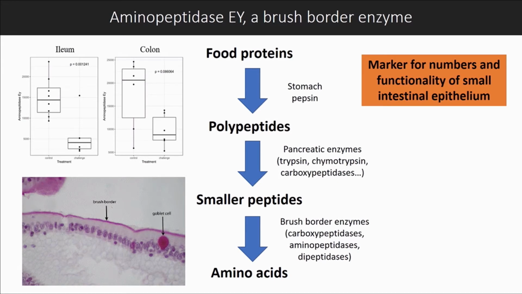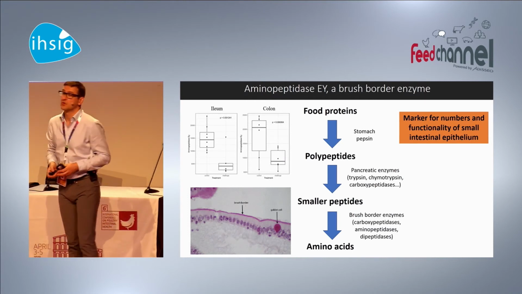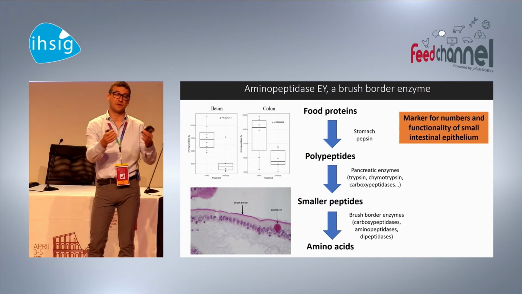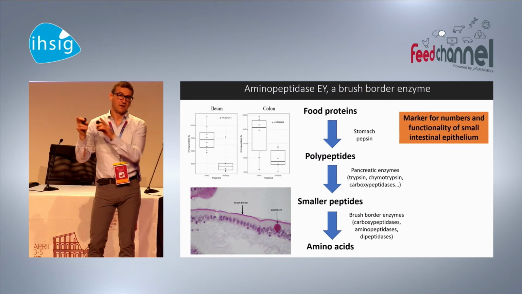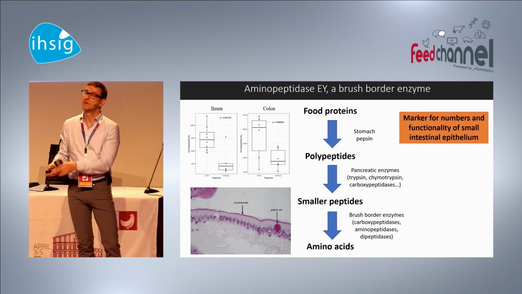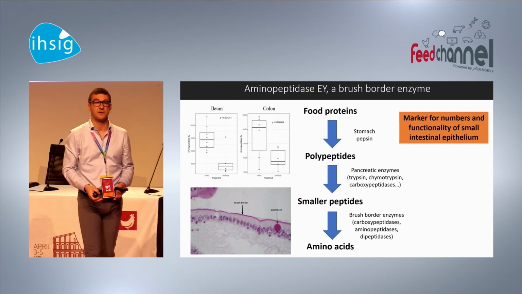And if you have food proteins, of course, they are, first of all, converted to polypeptides in the stomach, but then later on, smaller peptides are further broken down to amino acids and then, of course, taken up by epithelial cells. And this aminopeptidase EY is just a brush border enzyme. It's produced by epithelial cells. It's present in the brush border to digest proteins. Actually, what it means is that the more epithelial cells you have, the more of this kind of protease or peptidase is being produced.